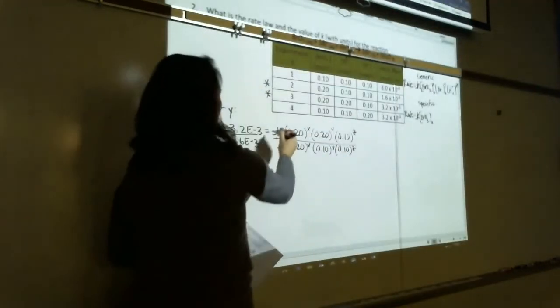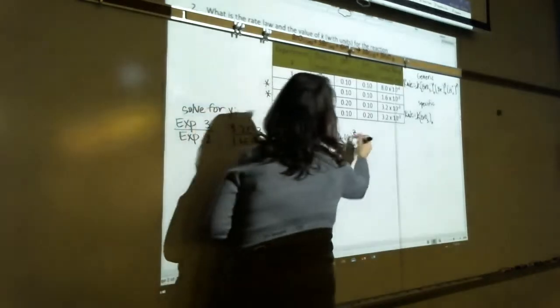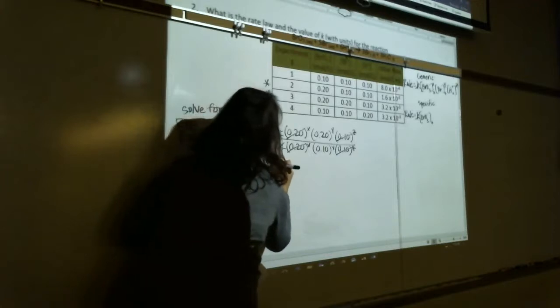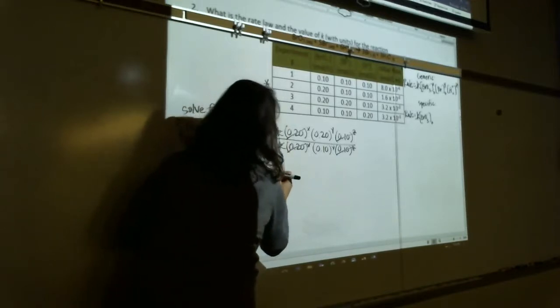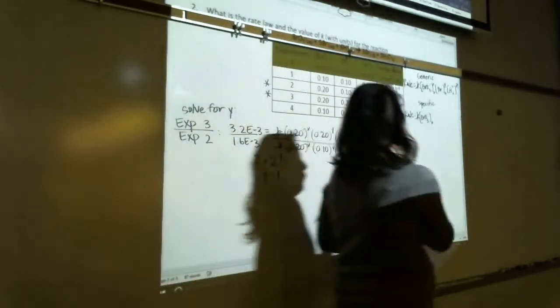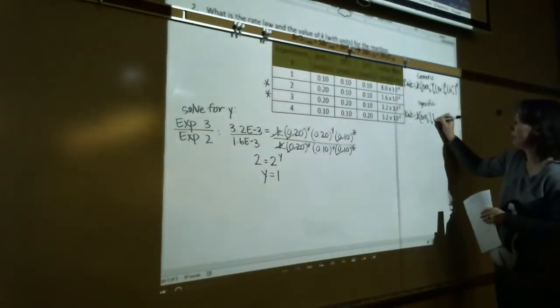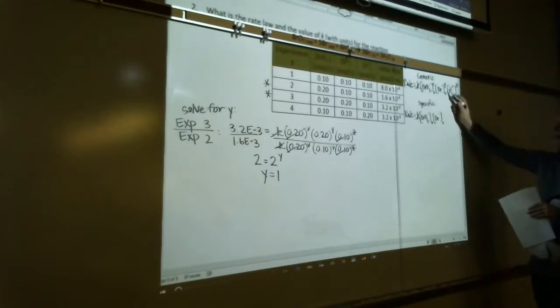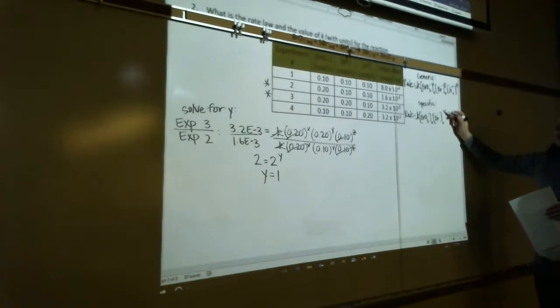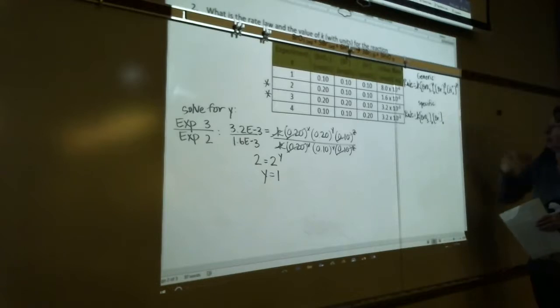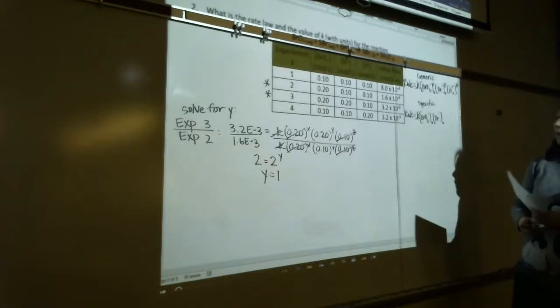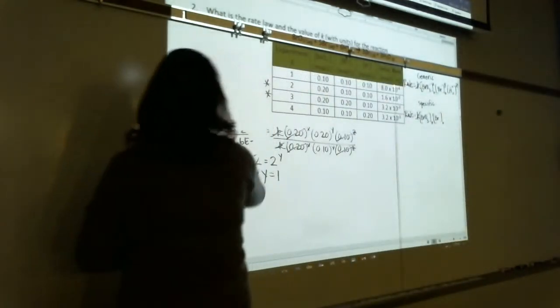We divide, k's will go away, these other 2 quantities go away. We get 2 is equal to 2 to the y, so just like the previous one, y is 1. So it's first order with respect to bromide. Right, and if the value is 1, you can write it if you want to have something there, because you worked so hard to get it. But if you don't want to write it, that's fine too. Any questions on how we solve for y? Okay. Now let's solve for z.